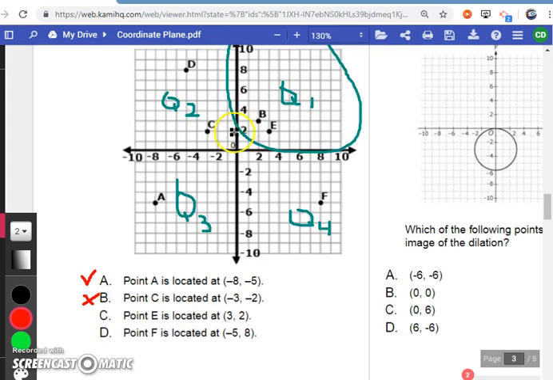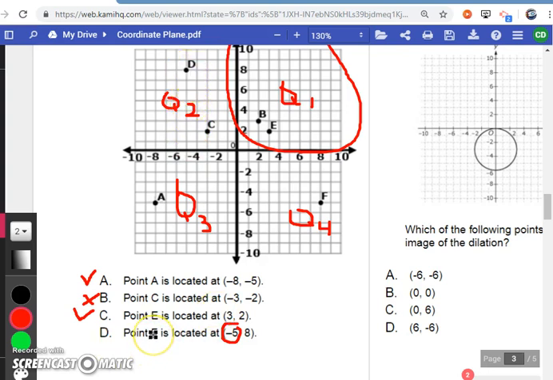Point E is located at 3, 2. So remember, X, you move to the left if it's negative, move to the right if it's positive. There's +3 right there. I'm going to go up 2. Yep, that is correct. Point F is located at -5. So 0, 0. Going to move to the left 5 places. So I'm going to go over here to -5 and then go up 8. Guess what?